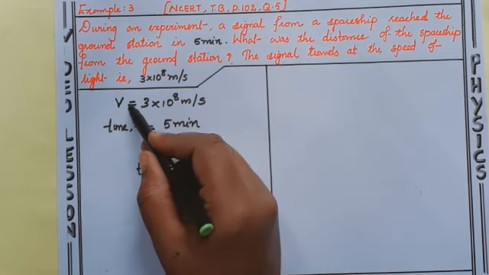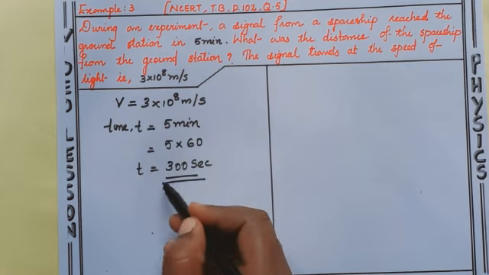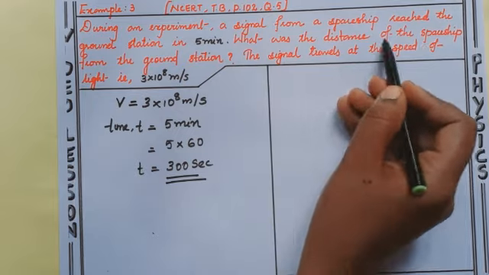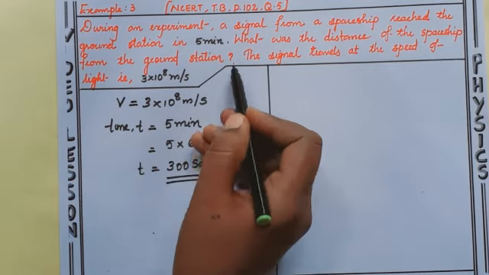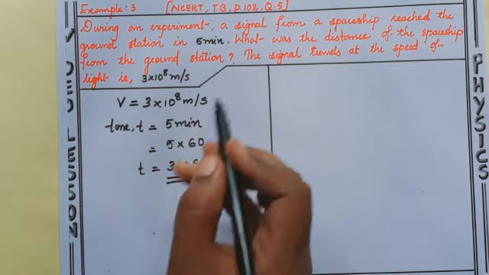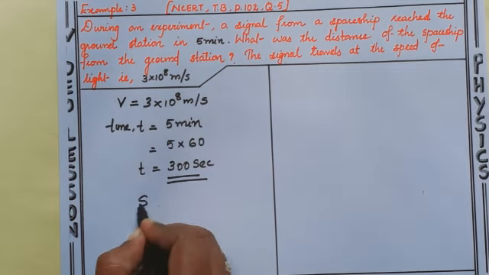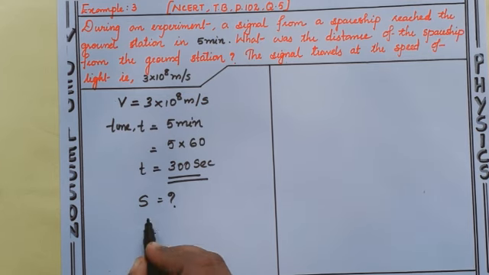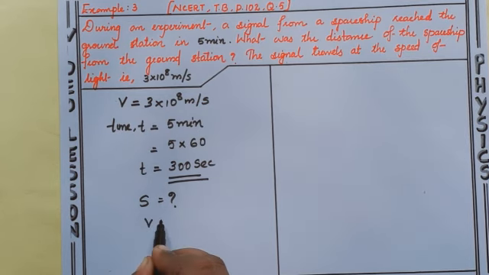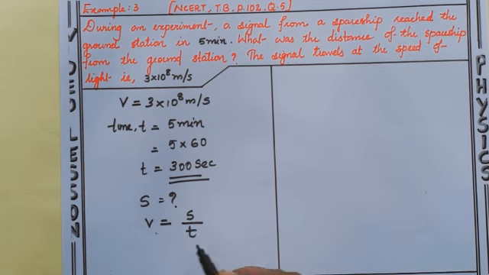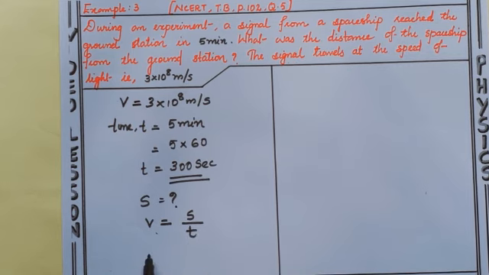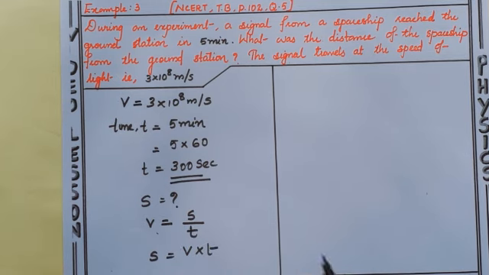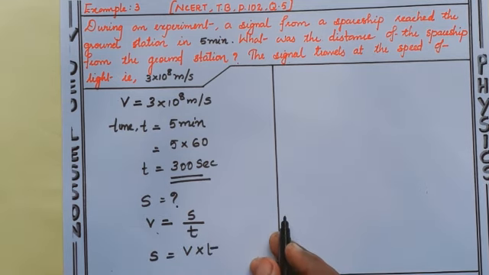So we have the speed and also the time. What do we want to find out? The distance of the spaceship from the ground station. S is the distance. We have the equation V is equal to distance by time. From this equation, S is equal to V into T.